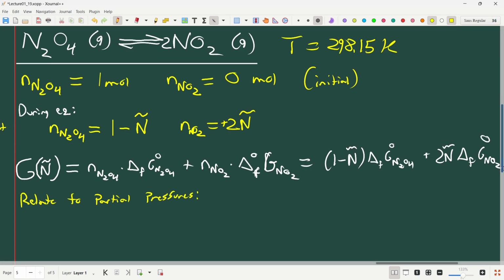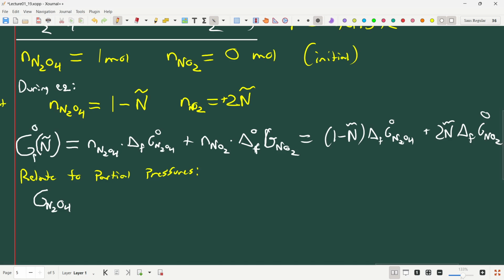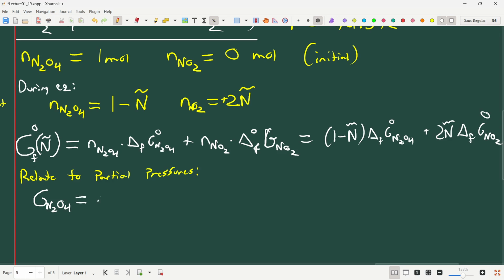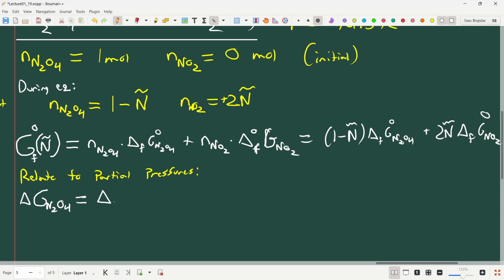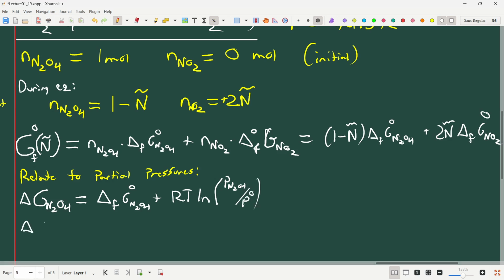Right? And we can use that formula that relates to the Gibbs energy of a system. So the Gibbs energy of N2O4, or this is the Gibbs energy of formation, sorry, the Gibbs energy of N2O4 is going to be equal to the Gibbs energy of formation of N2O4 plus RT times the log of its pressure divided by our standard pressure. And we can write that for NO2 as well.